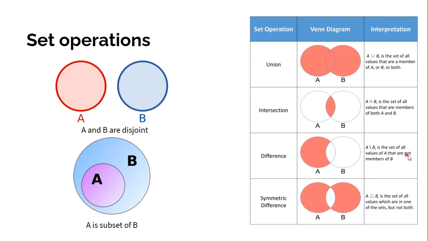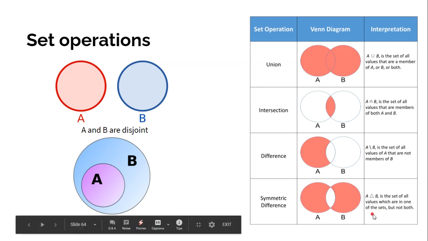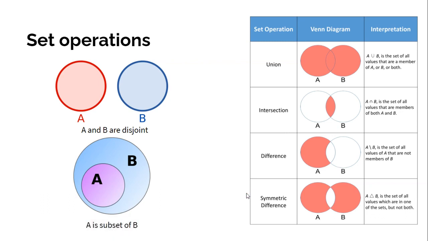It will return the set of all values of A that are not members of B. Symmetric difference is a set of all values which are in one of the sets but not both. What is the meaning of symmetric difference? It will return the elements present in either A or B but not in both. So these are the basic four set operations that exist. We will now see an example of each one by one. Before going to that, is this clear to you?